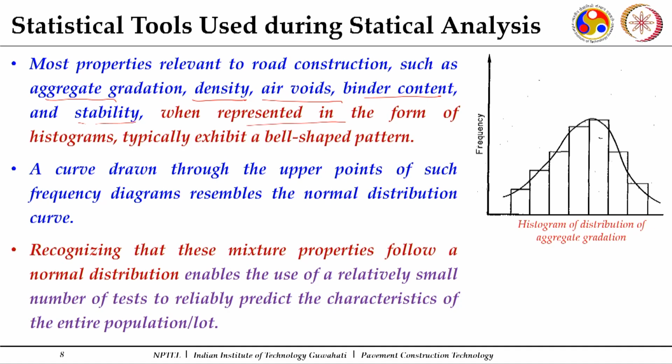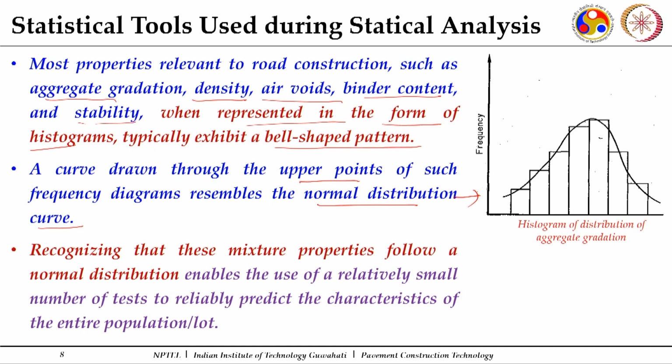But whenever these parameters are looked into, if we plot the results in terms of the frequency of those results, usually we get histograms in a bell shaped pattern. So we will have more values near the mean, and lesser frequencies towards the edges. Most of the times we get a bell shaped pattern, specifically for the products or materials which we use in road construction. A curve drawn through the upper points of such frequency diagrams resembles the normal distribution curve. So this follows the pattern of a normal distribution curve.